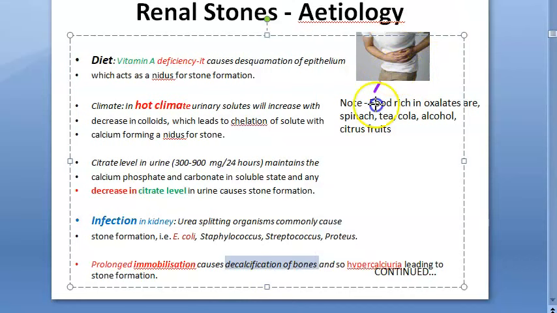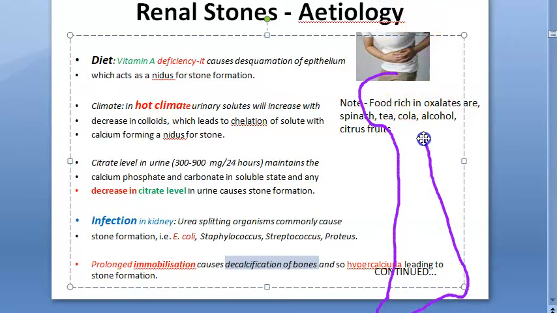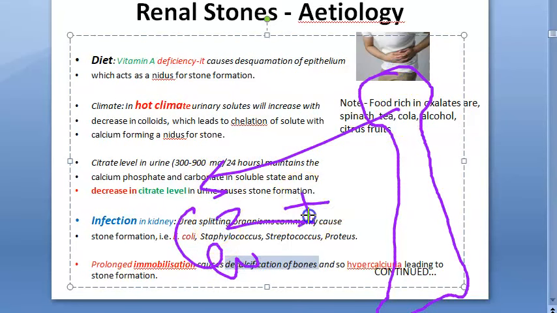So your bones are here, and let me draw a bone here. There's a bone here. Okay. Now you're on bed rest. So what will happen? All the calcium will come out. Ca2+, I have written. Okay. All the calcium is coming into the blood.